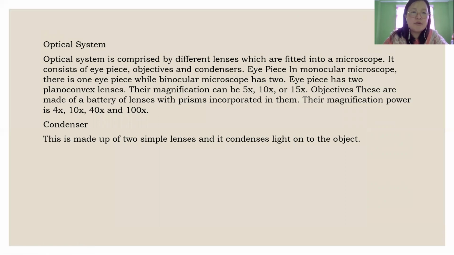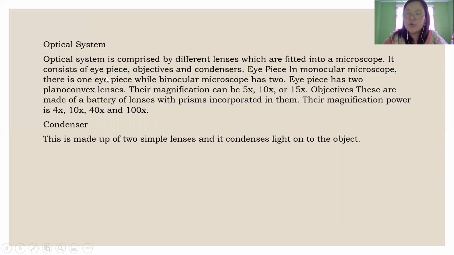Number two, the most important part is the optical system. The optical system consists of an eyepiece, objective and condenser. The eyepiece is where you put your eyes to visualize the image, and there are different types of objectives, with different magnification powers. It can be 4x, 100x, 40x, or 10x. And then the condenser.